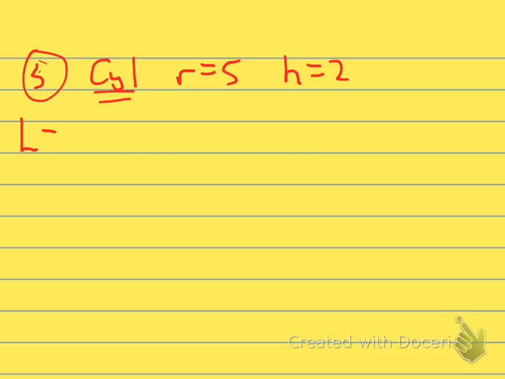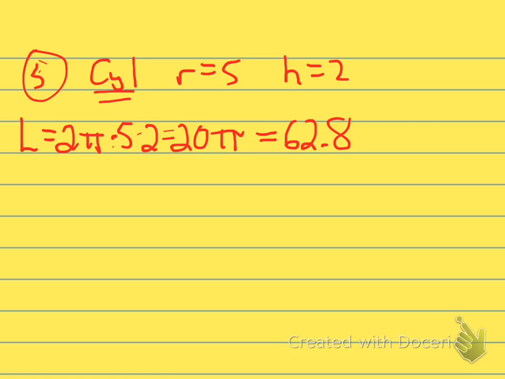The lateral area is pi RL, which is 2 pi times the radius, 5, times the height, 2. That's just 20 pi. And you're welcome to leave the answer there. If you do approximate it as a decimal, 62.8.